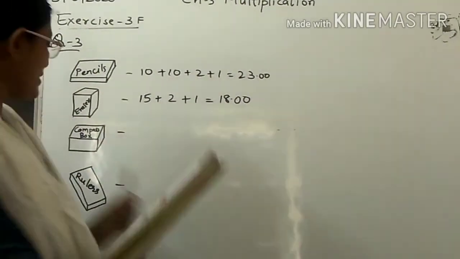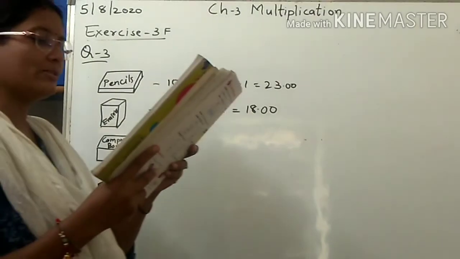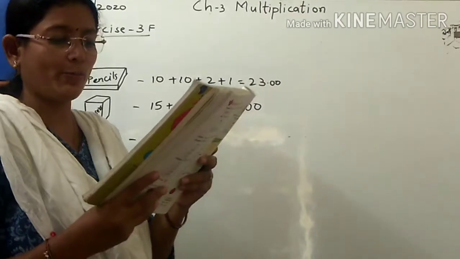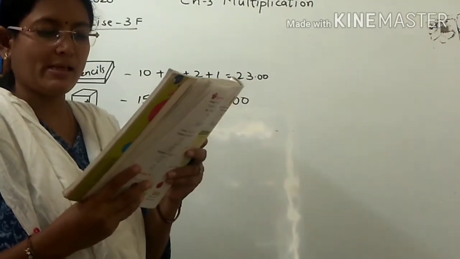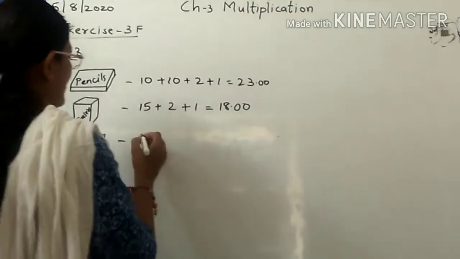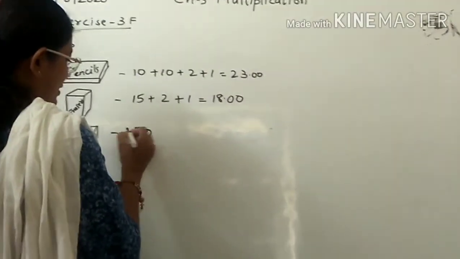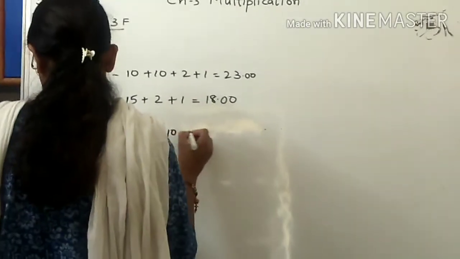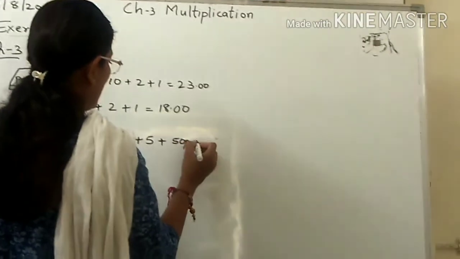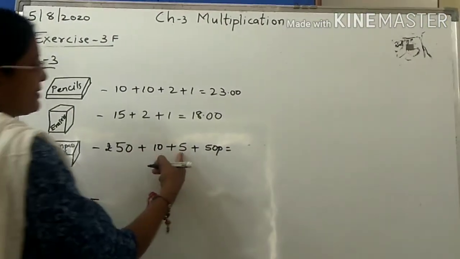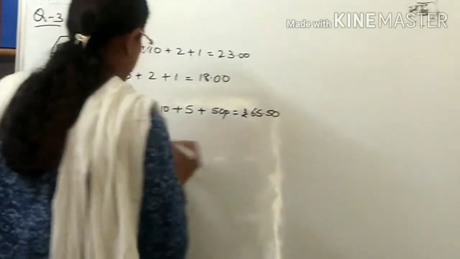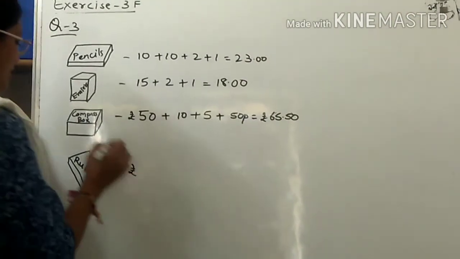Next parcel is compass box, and on compass box first is 50 paisa, then 50 rupees, then 10 rupees, then 5 rupees and then 50 paisa. So 50 plus 10. This is rupees 50 plus 10 rupees plus 5 rupees plus 50 paisa. So when you add 50 plus 10, 60 plus 5, 65 rupees, 65.50 paisa. Right.